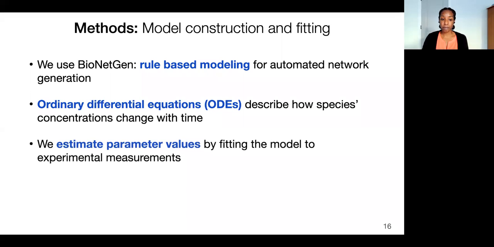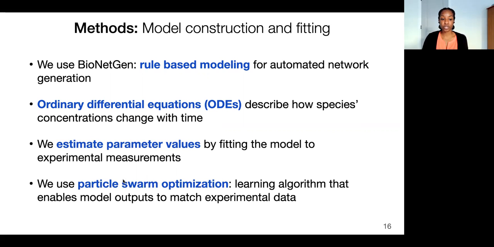Now, of course, with any mathematical model, we have parameter values. And so we estimate the values of the parameters in our model by fitting the model to experimental data, wherever the parameters have not already been measured individually. And we do this using particle swarm optimization. This is a global learning algorithm that allows us to match the model outputs to the experimental data, and then in the process of doing that, estimate what the optimal parameter values are.